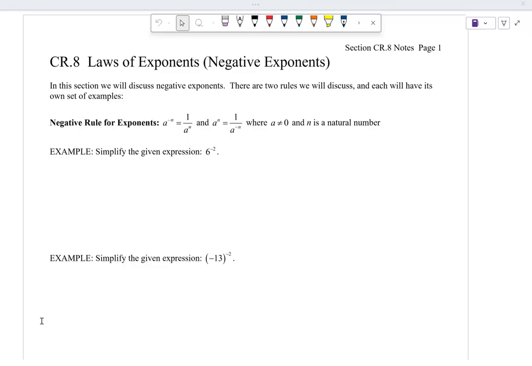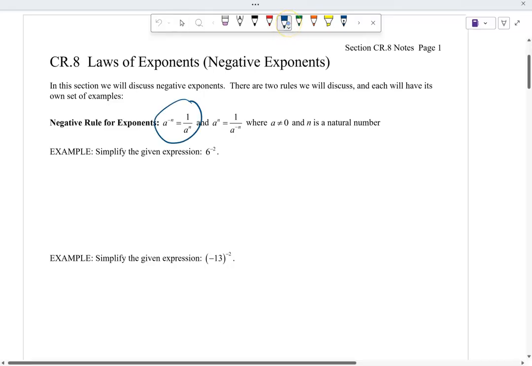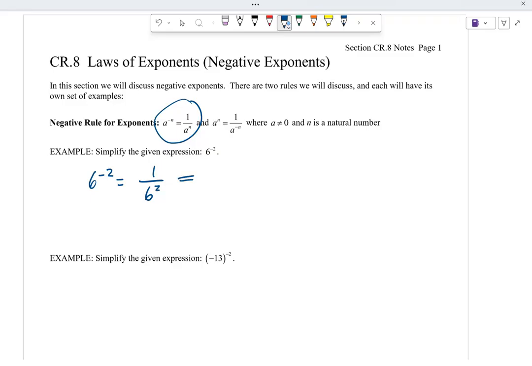Let's take a look at reviewing our negative exponent rule. So you notice there we have a to the negative n is 1 over a to the n. So 6 to the negative 2, written with positive exponents only, would be 1 over 6 squared. In other words, 1 over 36, 6 times 6, right?